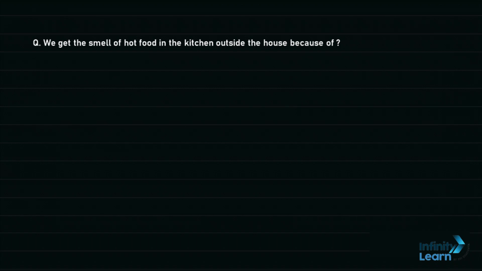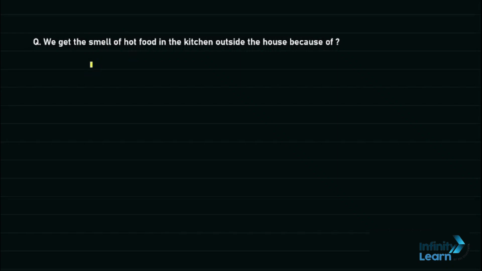Hello students, so this question is taken from chapter Matter in Our Surroundings. So can you tell us, whenever we get the smell of hot food which was being prepared in the kitchen, but the smell we also get outside the house, because of which option, students? Our first option is boiling, our second option is evaporation, third option is sublimation, and our last option is diffusion.